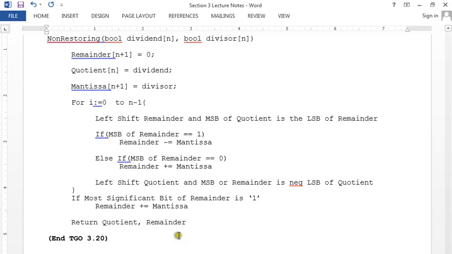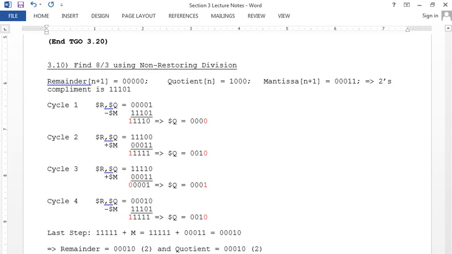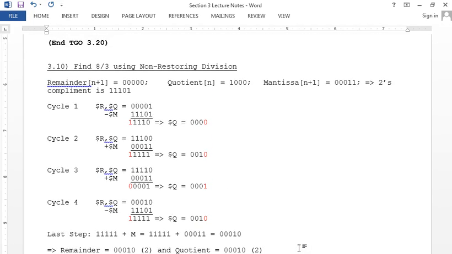So I want to state this before we do example 3.10. The homework, homework 10, is going to be TGOs 3.18 through 3.20. And it's going to be example questions 3.7 through 3.10. So it's a 2 sign multiplication, sign restoring, restoring and non-restoring division.